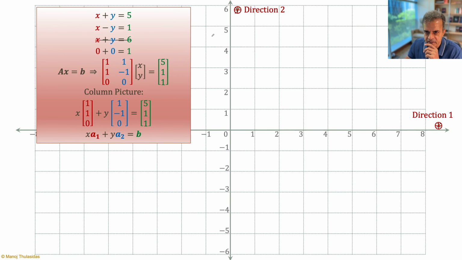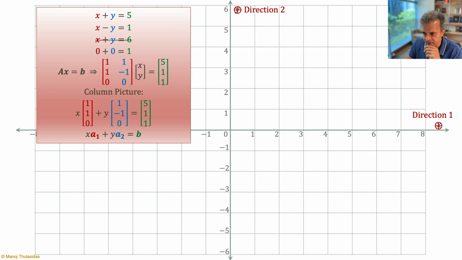So our equations are x plus y equal to 5, 1, 1, 5, then 1 minus 1, 1, 1 minus 1, 1. But instead of taking 1, 1, 6, which would make it complicated to actually visualize, let's do a Gaussian elimination and take the equivalent thing, 0x plus 0y equal to 1. So 0, 0, 1. As you know, it'll have the same solution set because what we did was just Gaussian elimination. Let's see this picture.